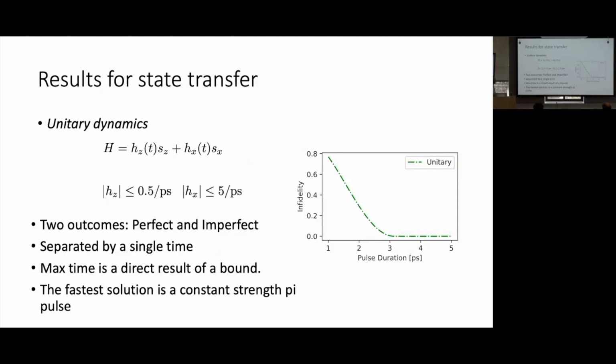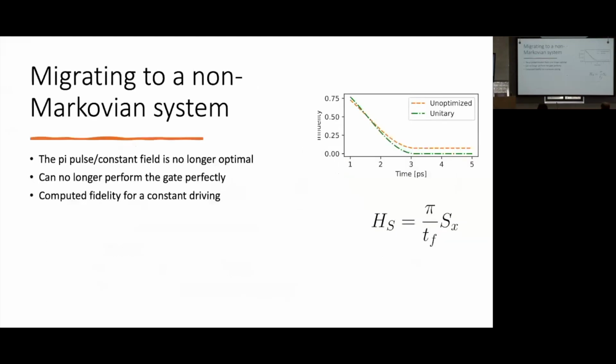Yeah. So let me show you the results, which I've already hinted at. Here, I'm going to do this optimization numerically as a function of the time of the process. And I'm going to have, oh, I've changed notation. Here's my Hamiltonian. I'm going to put some bounds on these control fields to stop it doing infinitely fast unphysical things. And recall that we had for unitary dynamics this kind of thing. It's either perfect or imperfect, and they're separated just by a single time step. It's actually interesting.